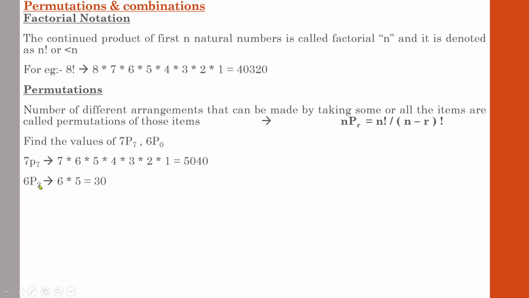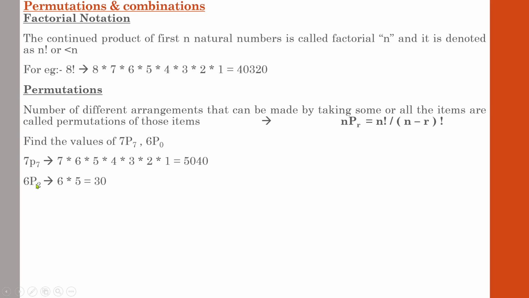Here 6P2. That means, see here 6 is the n, the total number of items. From 6 you need to take the numbers that are preceding 6. So 6 into 5 into 4 into 3 into 2 into 1. We have learned that concept, but remember here it is given 6P2. That means you have to take only the preceding 2 numbers. That is 6 into 5. See, 2 items. Take their product. This is known as permutation.